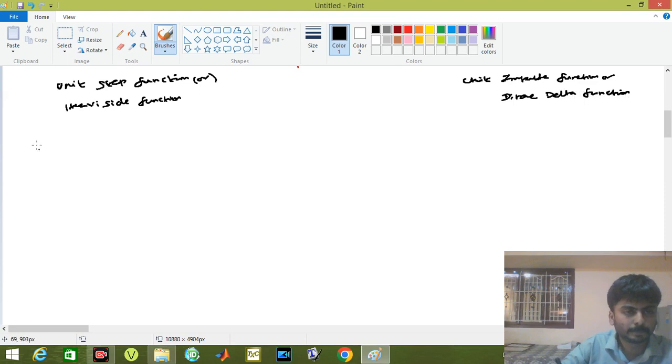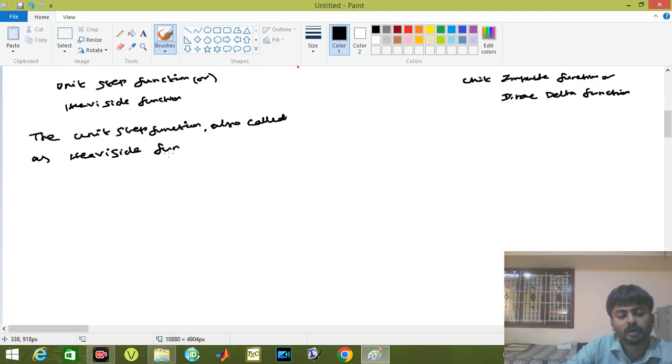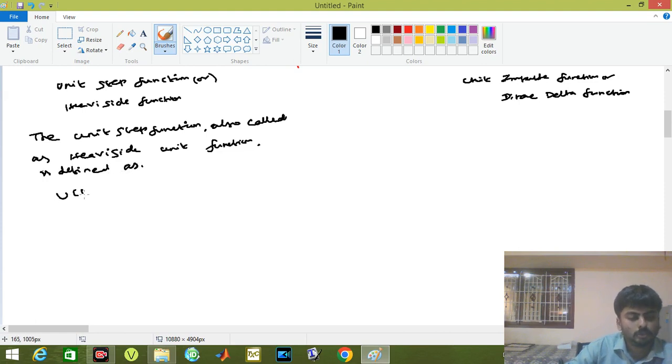Okay, the definition is given by, you have to write the definition like this: the unit step function, also called the Heaviside function or Heaviside unit function, is defined as u of t minus a equal to 0 for t less than a, 1 for t greater than a.